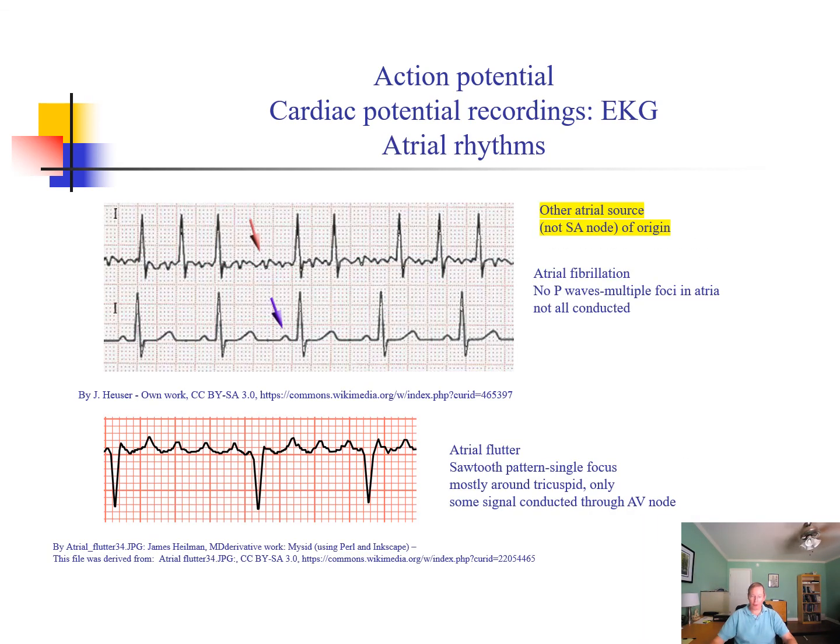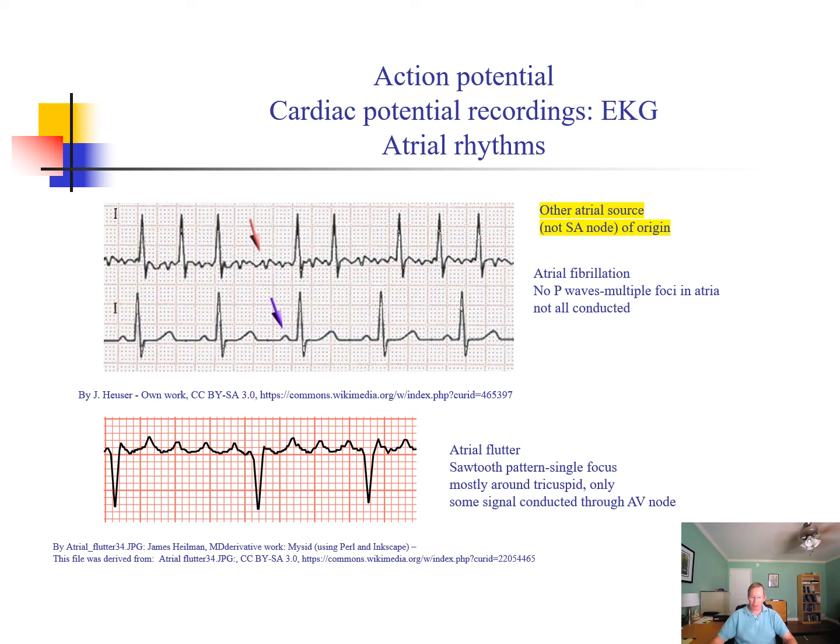There are other places that you can have signals originate in the atria, and they're not in the SA node. These are not sinus rhythm. These are other atrial rhythms. Two of the more famous ones are atrial fibrillation and atrial flutter.